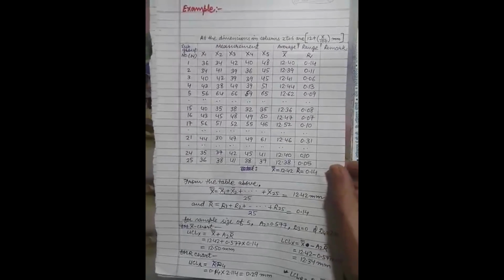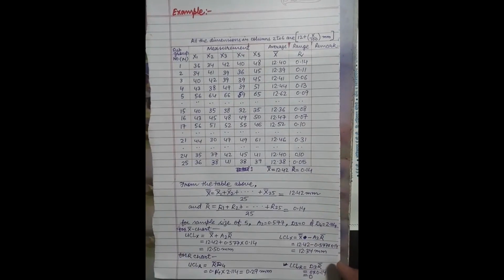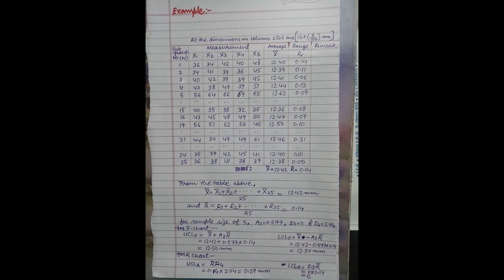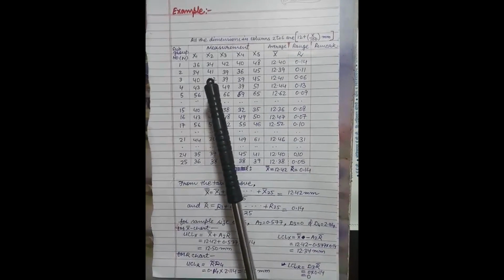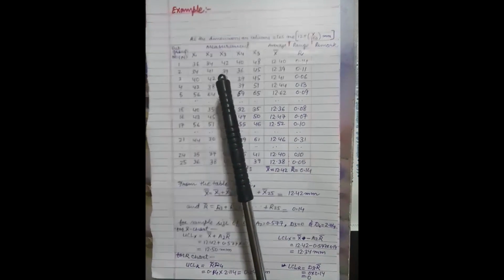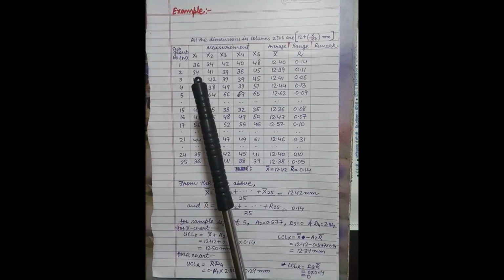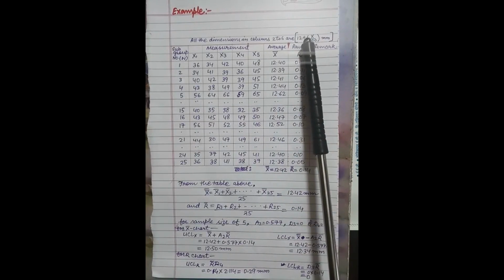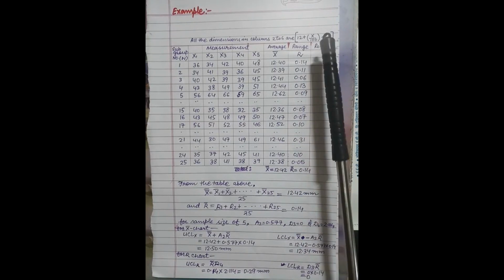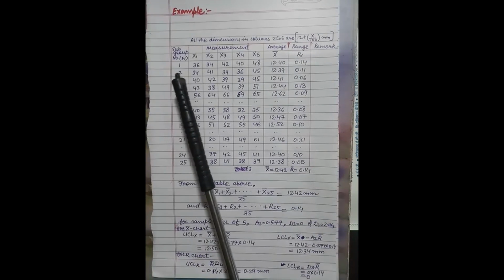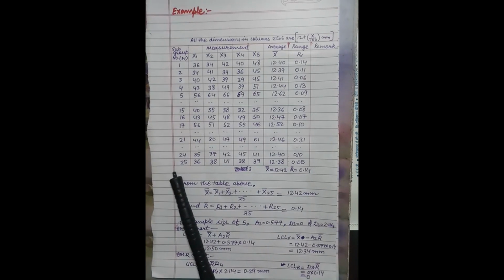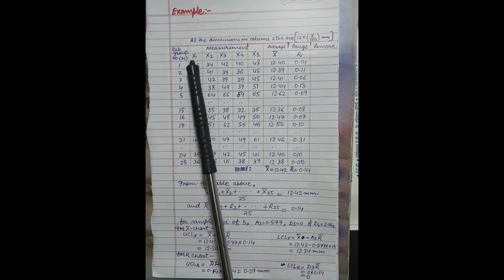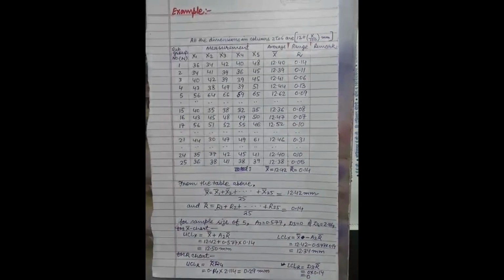Now I will take the example. In this example, an inspector has taken the results of producing keyways. The dimension of keyways are given in mm, 12 mm plus something else after decimal. So the number of subgroups are 25 and number of samples in each subgroup is 5.